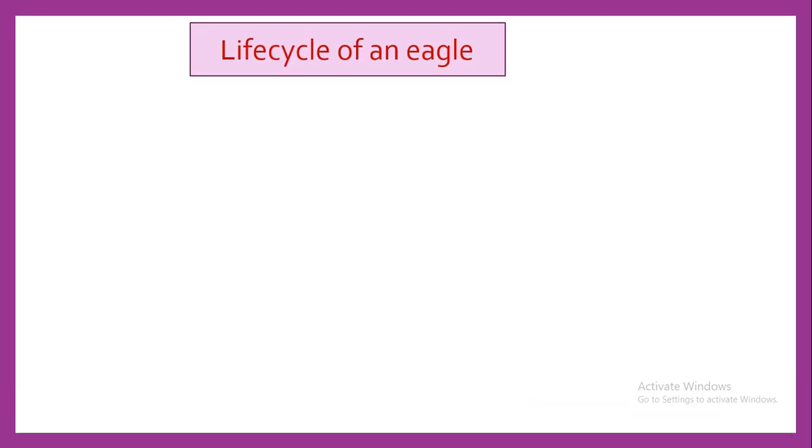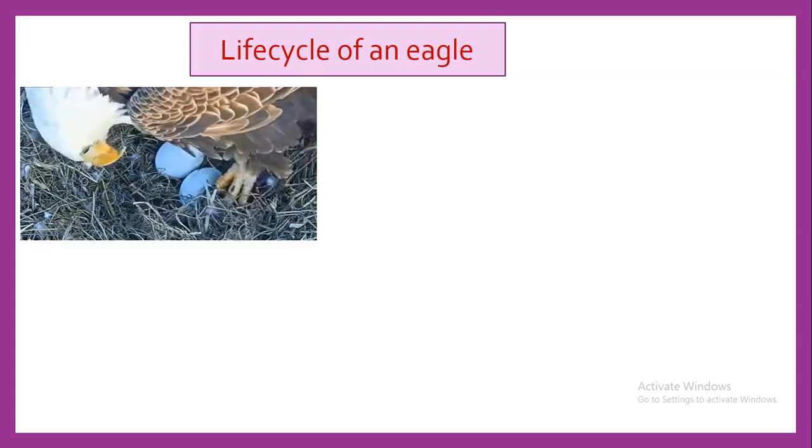Now, the life cycle of an eagle. Eagle is a bird. So, birds lay eggs, just like insects, amphibians, and reptiles. They all lay eggs. Now, birds, as we said, have traits similar to their parents. Their babies or their offspring look like their parents. Let's see. A female eagle lays eggs. As you can see, they build nests.